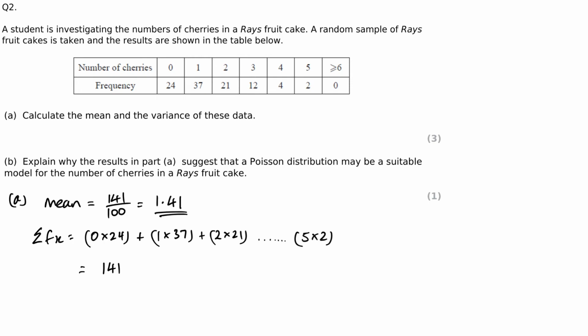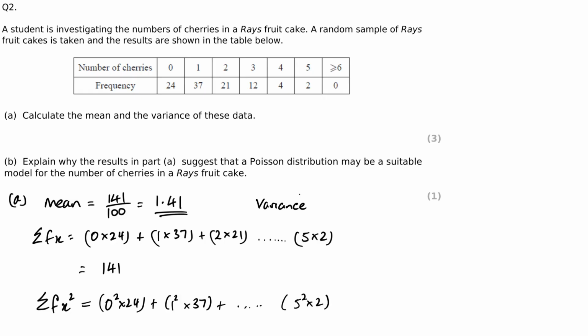Next I need to find the variance. As you remember, the variance is going to be the sum of fx squared, isn't it? So that means it's 0 squared times 24 plus 1 squared times 37 plus, and so on all the way up to 5 squared times 2. That will give me a total of 343. So we've got a variance of 343 over 100 minus 1.41 squared.